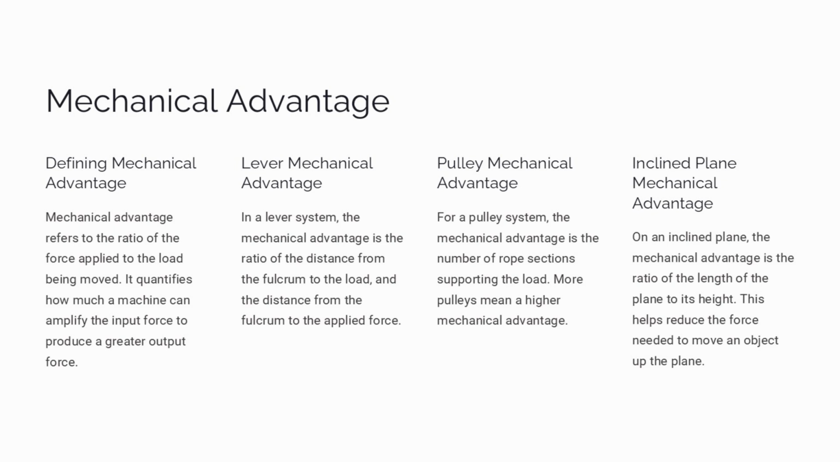For a pulley system, the mechanical advantage is the number of rope sections supporting the load. More pulleys mean a higher mechanical advantage. On an inclined plane, the mechanical advantage is the ratio of the length of the plane to its height, which helps reduce the force needed to move an object up the plane.